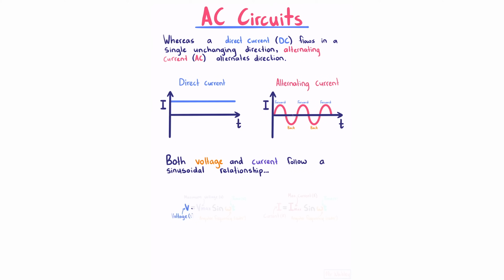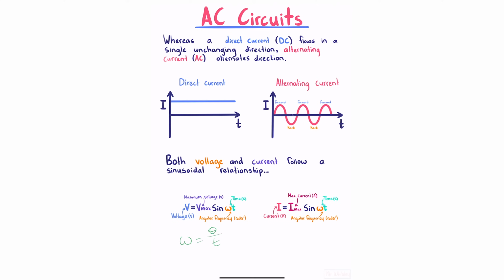As equations, our voltage is equal to the maximum voltage multiplied by the sine of our angular frequency and our time, whereas the current is equal to the maximum current, once again multiplied by the sine of our angular frequency and our time. Why this term omega t? Consider that our omega is just our angle over time.